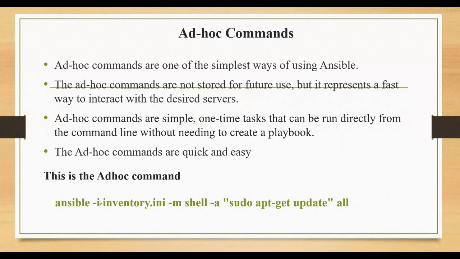Here the command is ansible -i inventory.ini -m shell -a sudo apt-get update all. Ansible, as I've already told, is a command line tool to run Ansible tasks or playbooks. -i inventory.ini specifies the inventory file that lists all the remote hosts. That file contains the IP addresses or host names, and -m specifies the module. The shell module allows you to run shell commands. And -a sudo apt-get update updates all the servers.